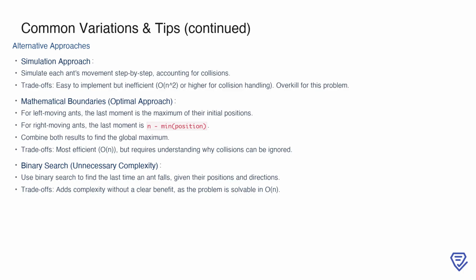A much better approach is to use mathematical boundaries. For left-moving ants, the last moment corresponds to the maximum of their initial positions. For right-moving ants, it's the plank length n minus the minimum of their initial positions. Combining these two results gives the global maximum, solving the problem in O(n).